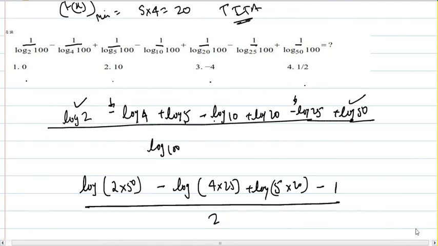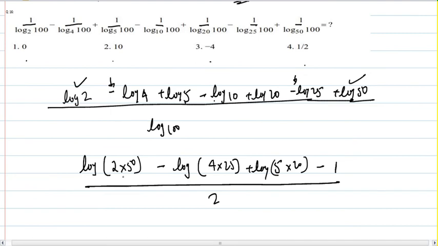So what I have here in the numerator for you is log 100, which is 2, minus log 100, which is again 2. So both are cancelled out. Log 100, which is 2. So I have got for you 2 minus 1 upon 2. So your answer is 1 upon 2.